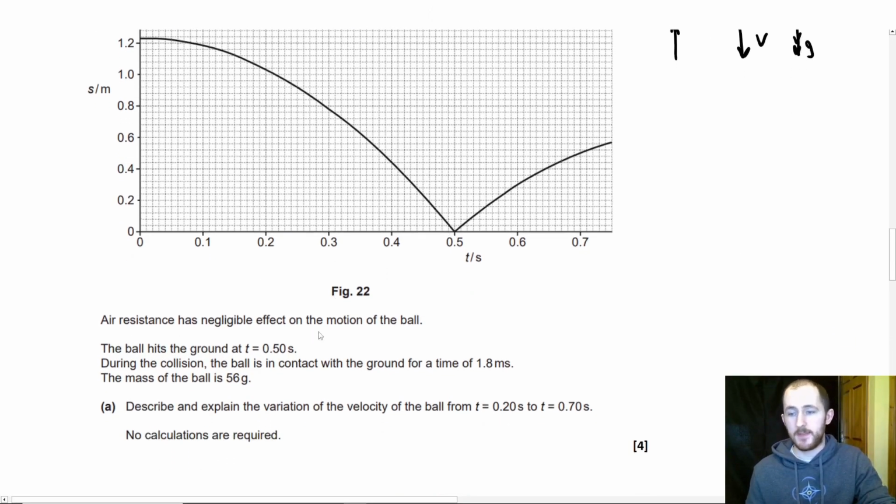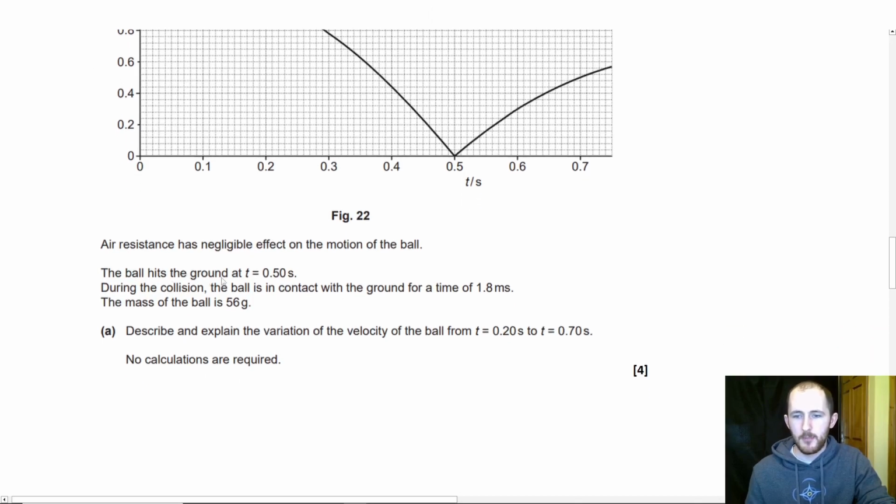Air resistance has a negligible effect on the motion of the ball. Perfect. The ball hits the ground at t equals 0.5 seconds, as we can see. During the collision, the ball is in contact with the ground for a time of 1.8 milliseconds. The mass of the ball is 56 grams.